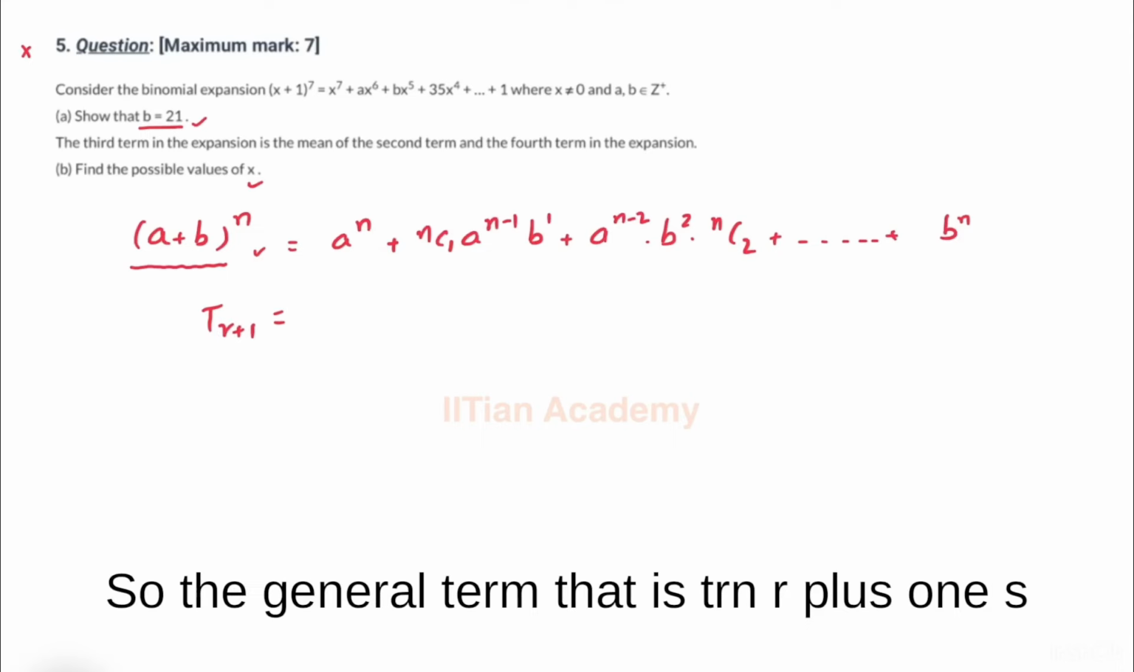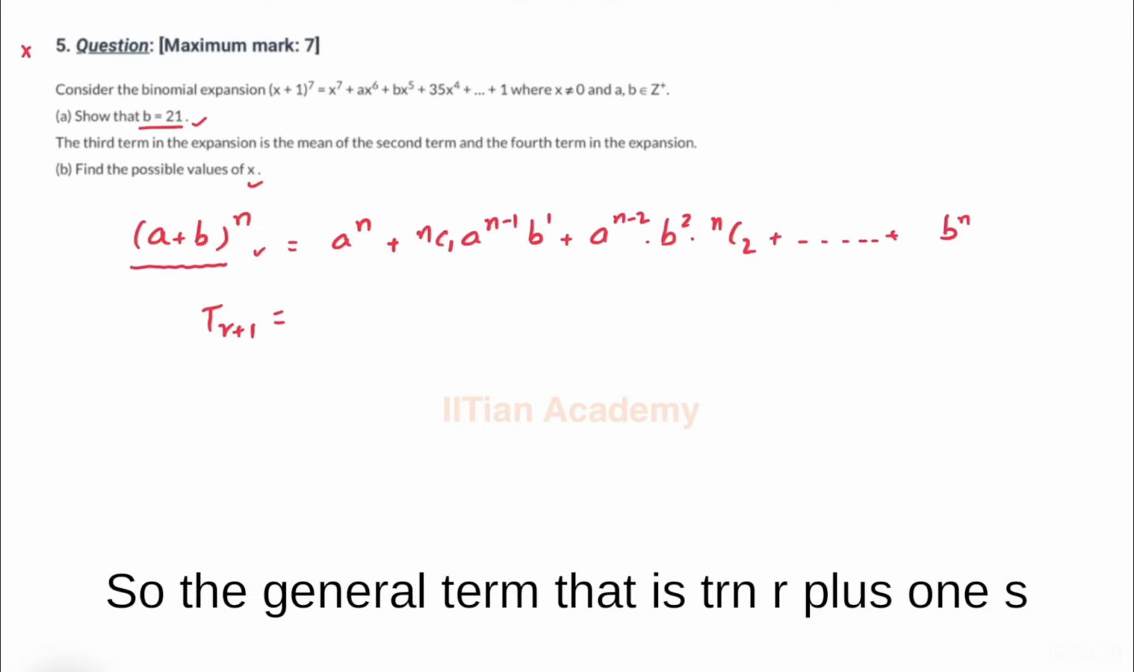Let us cross check this. If we put r equals to 0, we get t1, which is a to the power n. If we put r equals to 1, we get t2, which is nC1 a raised to the power n minus 1 b raised to the power 1, and so on.